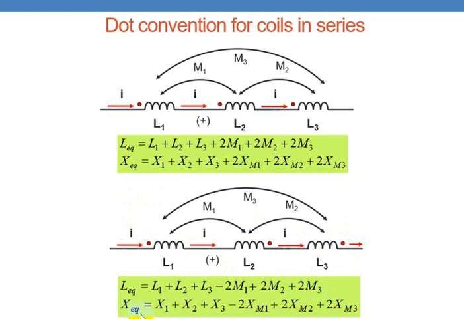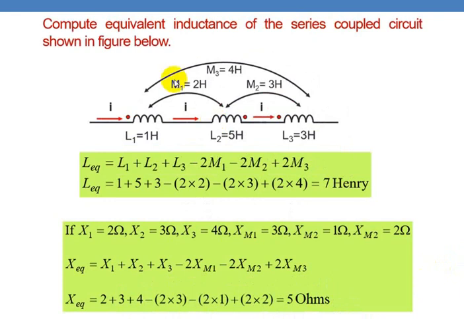Similarly, the equivalent reactance will be equal to the reactance of L1, which is X1, plus the reactance of L2, which is X2, plus the reactance of L3, which is X3, minus 2 times the reactance of M1, which is XM1, M2 is XM2. You have to write plus 2 XM2 plus 2 XM3. So this is the equation for equivalent reactance.